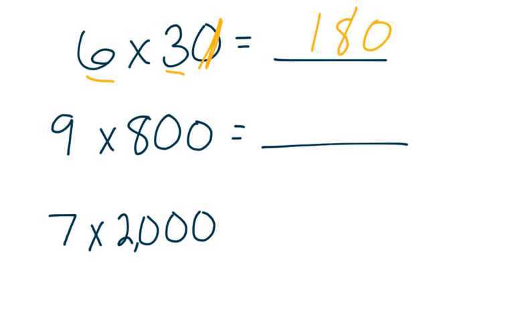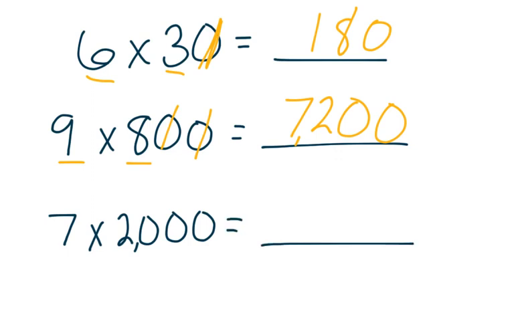My next number, 9 times 800, I'm going to cross out those 2 zeros, put them down here in my product, and now all I have is my basic fact of 9 times 8, which is equal to 72. So my final answer is 7,200. For my final one, I'm going to multiply 7 times 2,000. So I'm going to cross out these 3 zeros, put those 3 zeros there in my product. 7 times 2, that basic fact is equal to 14. And that's it. That's all there is to this.